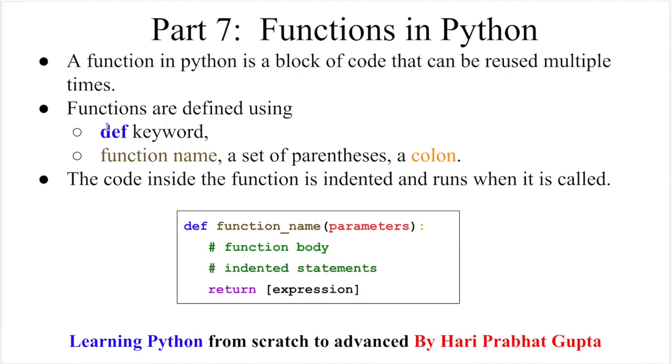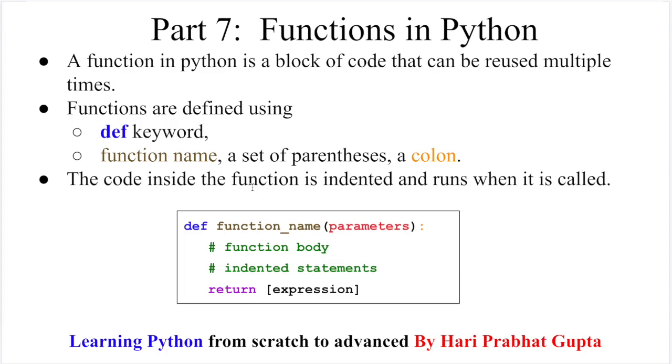Functions are defined with the def keyword, followed by the function name and a set of parameters. A function can take parameters as input and can return a value or multiple values as output. The code inside the function is indented and runs whenever the function is called.